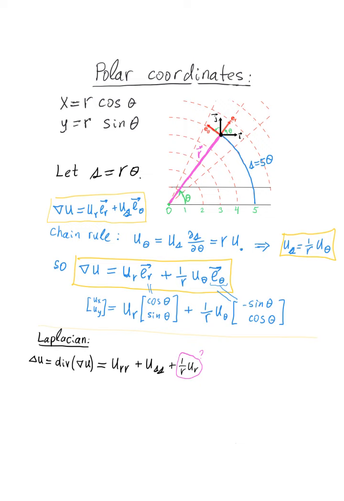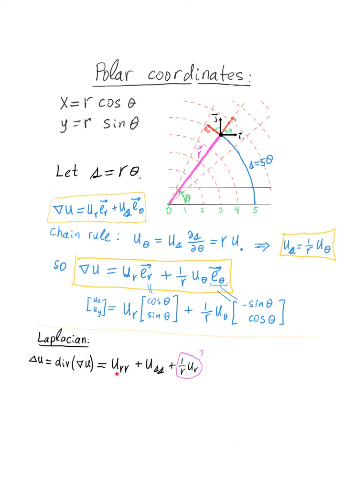Now let's compute the Laplacian. So the Laplacian is just the divergence of the gradient, and the gradient has orthogonal components ur and us.